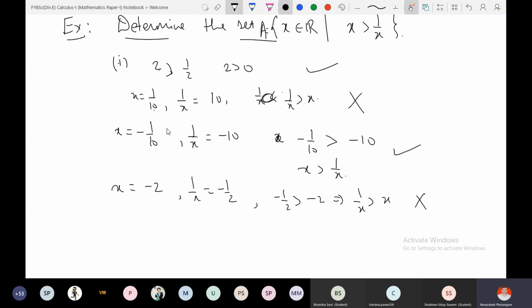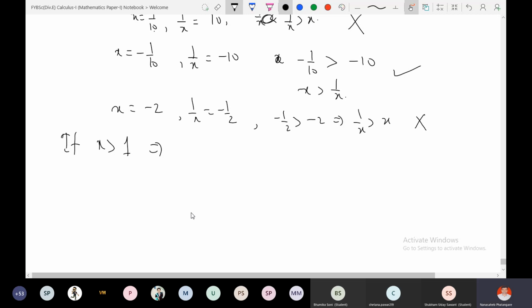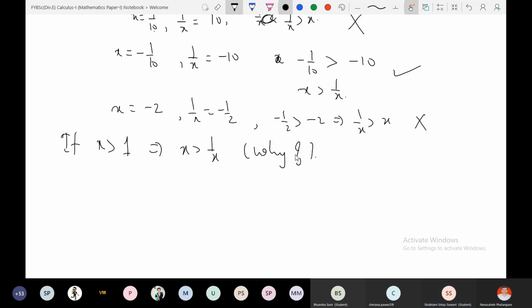So what should be the general proof? A particular choice is not sufficient. It is just for understanding. Now if x is greater than 1, then x is greater than 1 by x. Can you prove this? Sir, I did it graphically. Graphically, that is fine. That is one way, right? But using basic axioms, can you prove it?